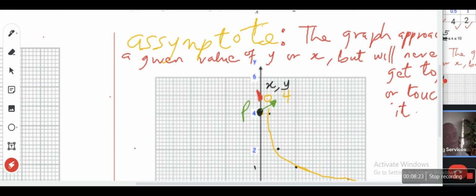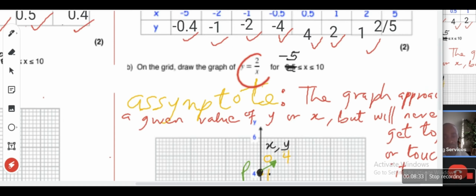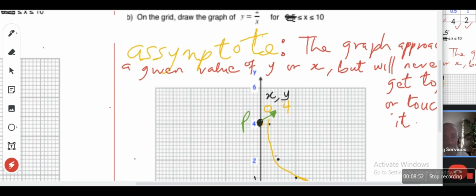Because at the intercept, if it ever touches it, that place will be where x is 0, which is the intercept. And for that to happen, 2 over 0 should have a value, but it doesn't have a value. Even your calculator says no value, it's a math error. It's infinity, it's undefined. And since it is undefined, it can never touch the y-axis. It will be coming close to it, but it will never touch it. We call that asymptote.